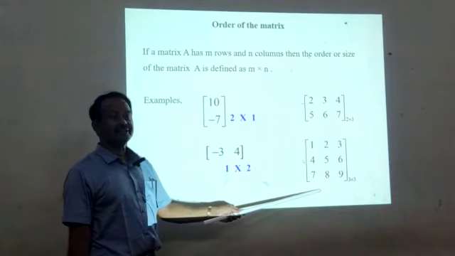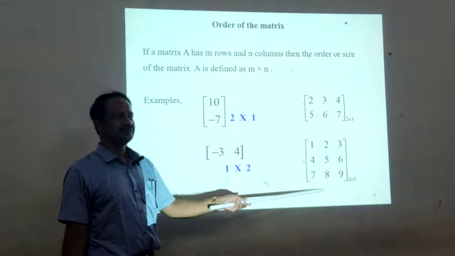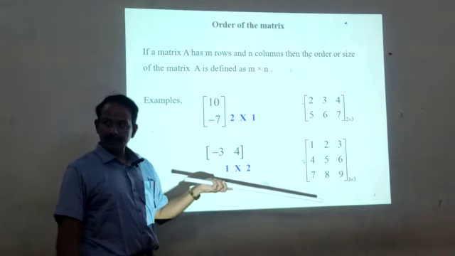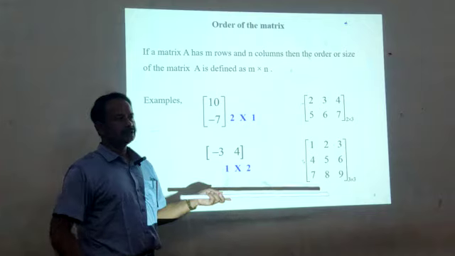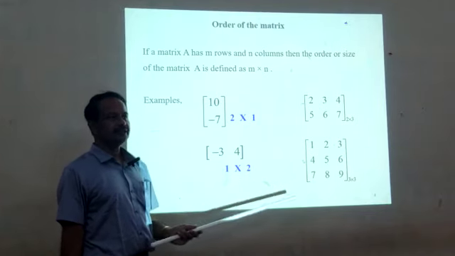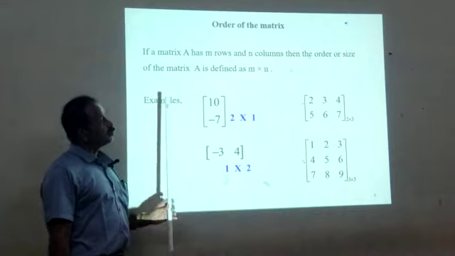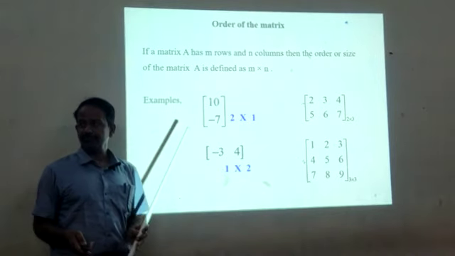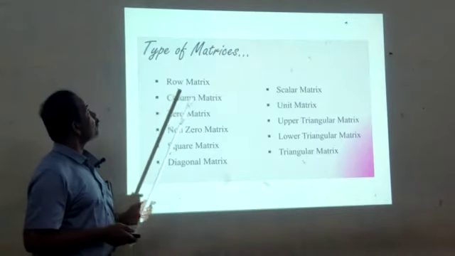And of course, this is a 3 by 3 matrix. It's a square matrix because an equal number of columns and rows are there. So rows and columns are equal, that's why we call this a square matrix. And most probably in physics we'll be dealing only with square matrices.